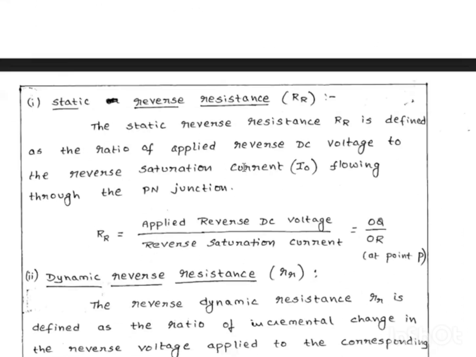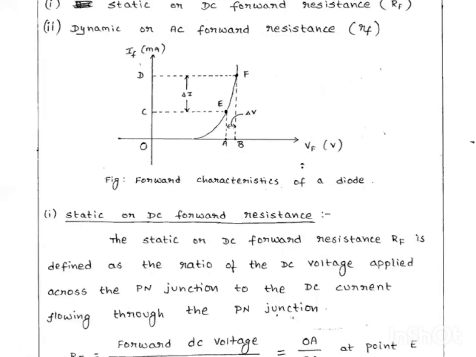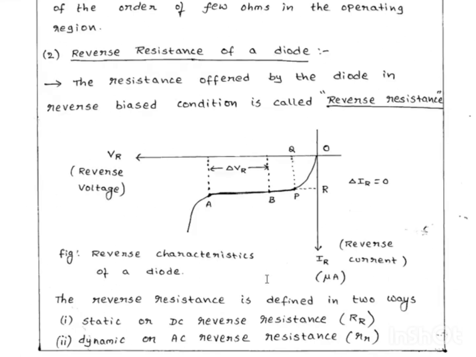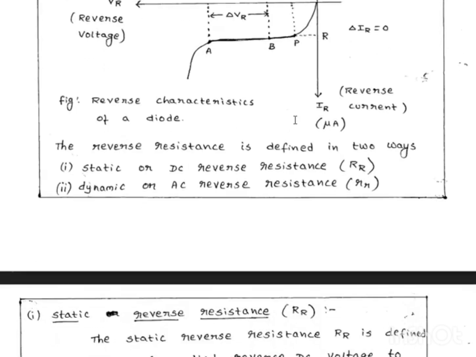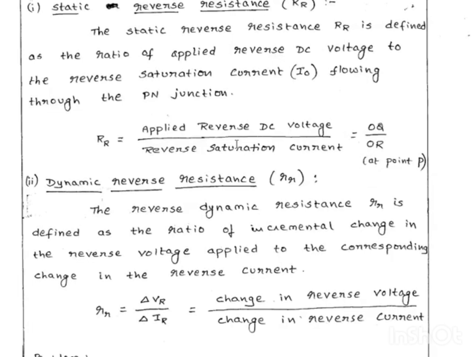Capital R, small r. Capital RR, that is static or DC reverse resistance, is defined as the ratio of applied DC voltage to reverse saturation current. In reverse bias, I have reverse saturation current. In forward bias, I have forward saturation current. From the curve at point P, it will be defined as OQ, that is the voltage, by OR, that is the current, OQ by OR.